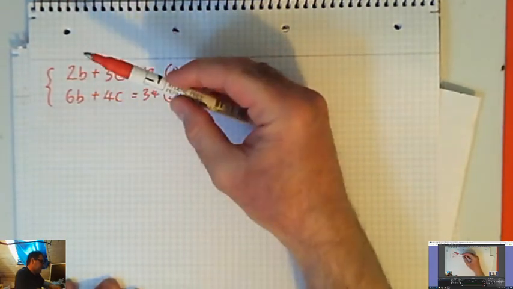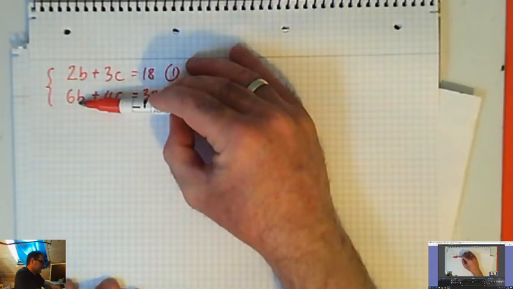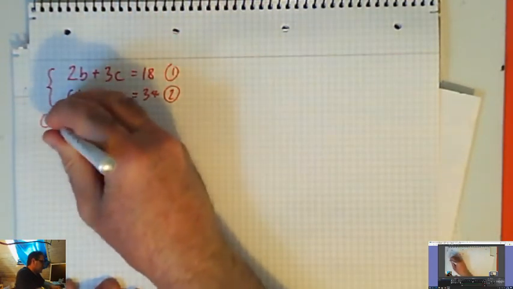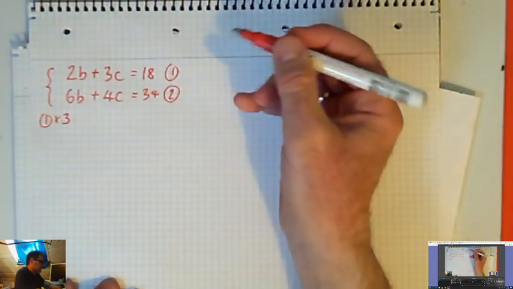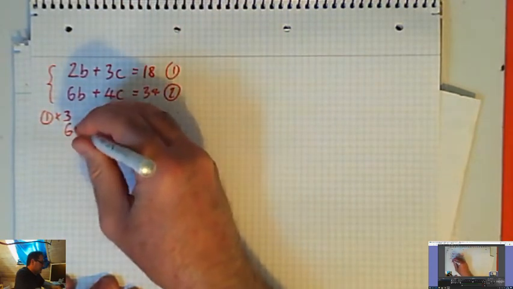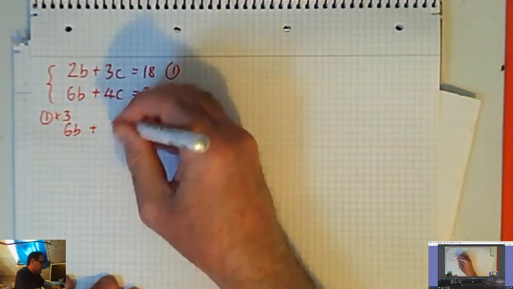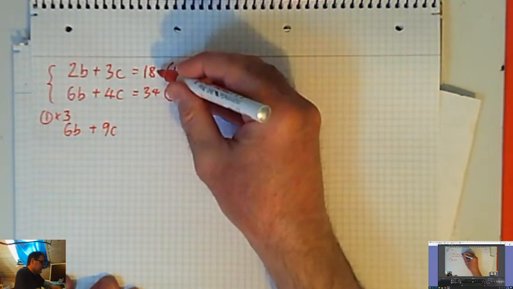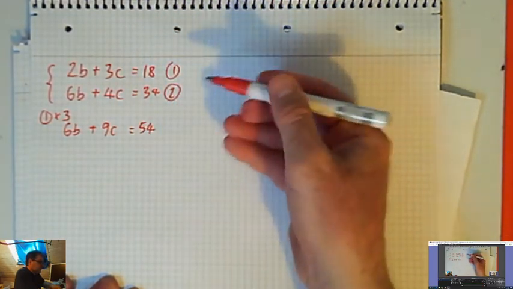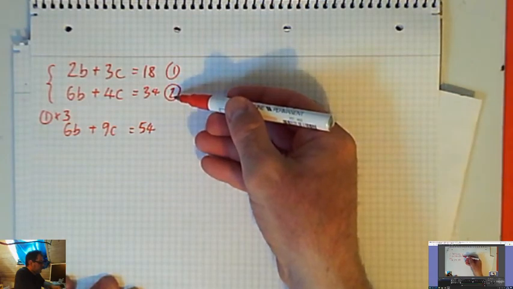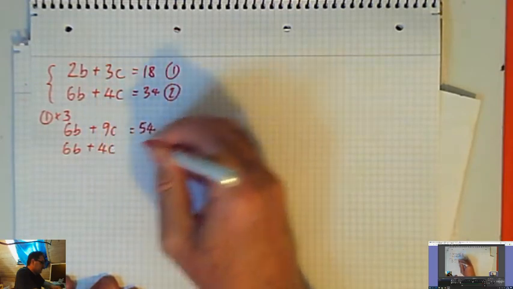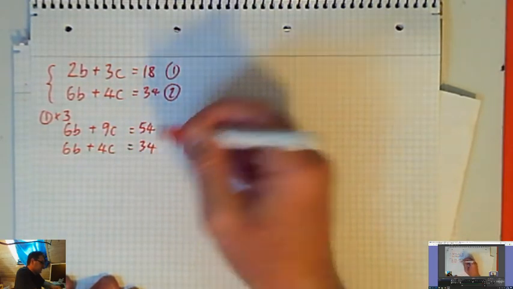I notice that I've got 2b and 6b, and 2 goes into 6. So if I take everything in equation 1 and multiply it by 3, then instead of 2b plus 3c equals 18, I'll have 6b plus 9c equals 18 times 3 is 54. And then meanwhile equation 2 is going to stay exactly the same as it was. 6b plus 4c equals 34.